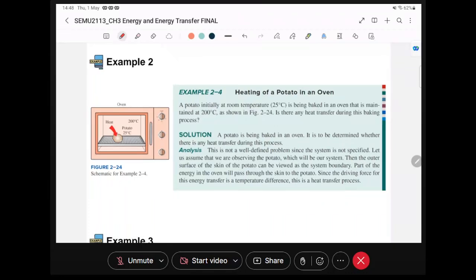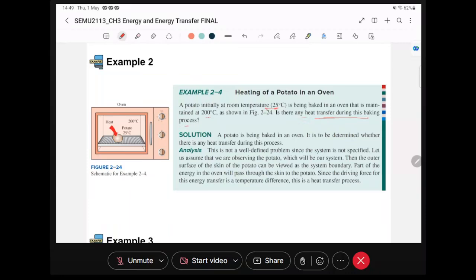Second example. Okay, so here is a heating of a potato in the oven. So we have a potato initially at 25 degrees Celsius, being baked in the oven, maintained at 200 degrees Celsius. So which means now, again, we can look at it in 3 ways. The question wants to know: is there any heat transfer during the baking process?